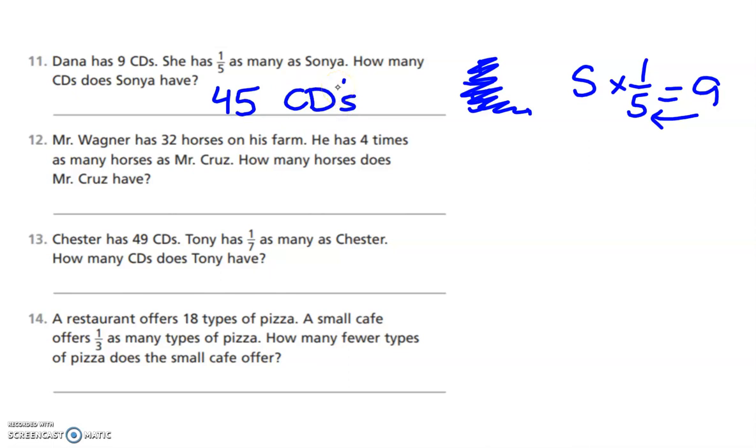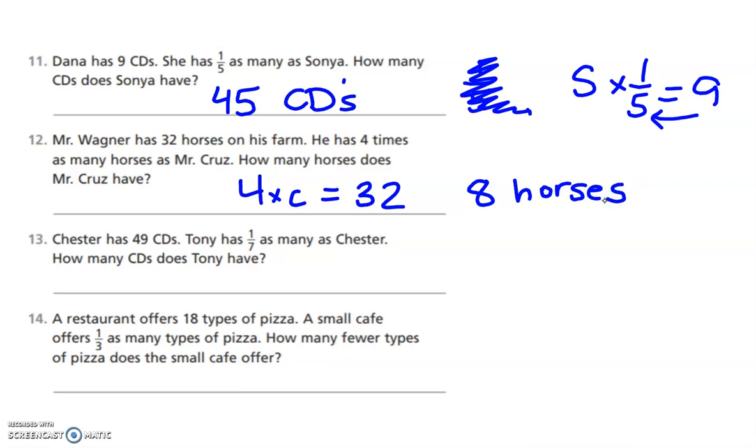Okay? For number 12, Mr. Wagner and his horses, that's going to end up being 4 times Mr. Cruz would have equaled 32. And so then that means that Mr. Cruz has 8 horses.